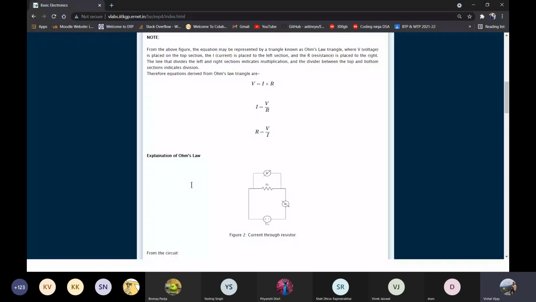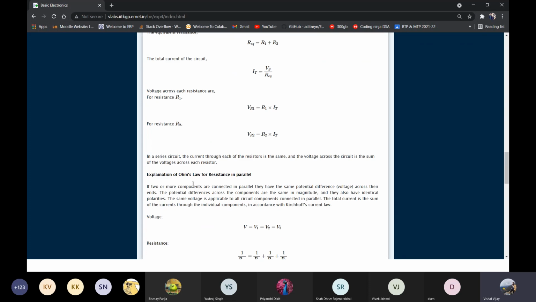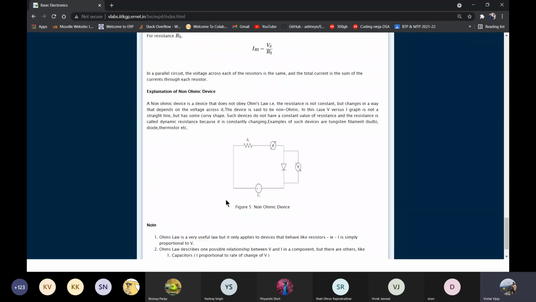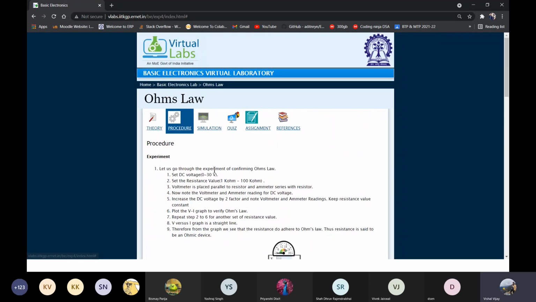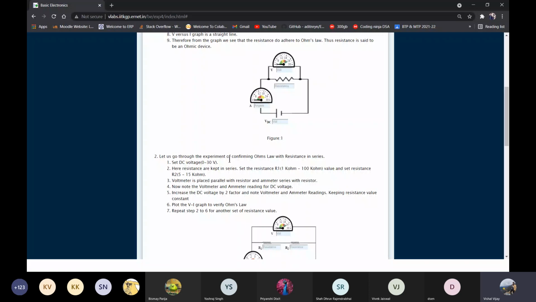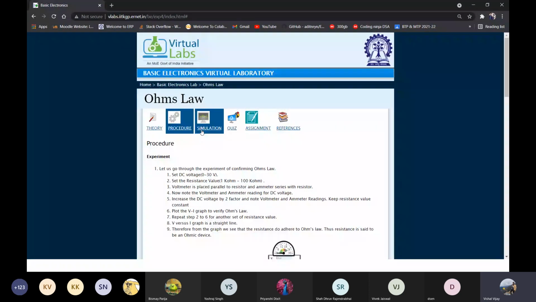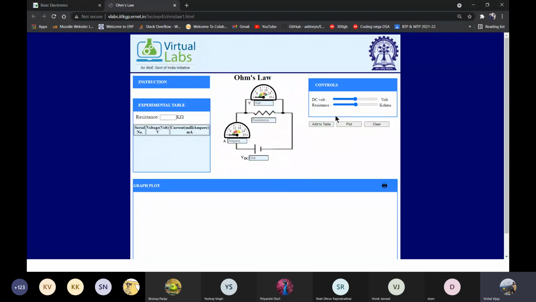You will see the theory here. I have explained pretty much everything here. All right. So the procedure, I will explain in the simulation part. So you can read it. And this is the simulation. So first one, we will verify Ohm's law. So let us take a simple straightforward voltage, say I set it to 10 volts, and I take a resistance like 50. Let us take 50.